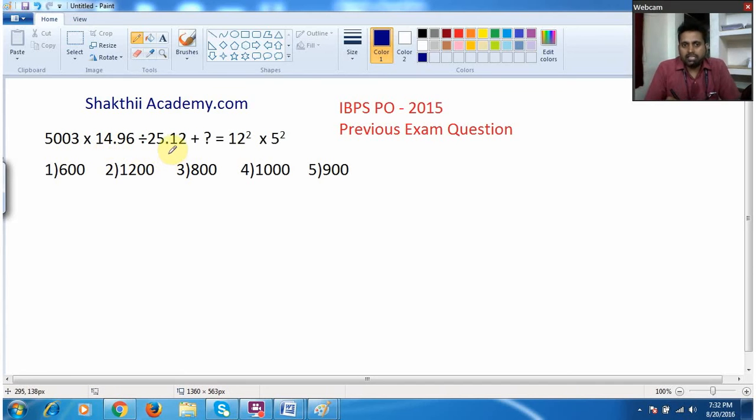This is the original question asked in IBPS PO 2015 under the category of approximate calculation. So it is very clear, approximate calculation. Now I'll take this value 5003 and this value 14.96. 14.96 is very close to 15, so I will consider this number as 15.